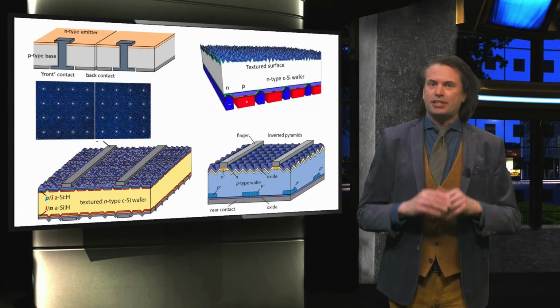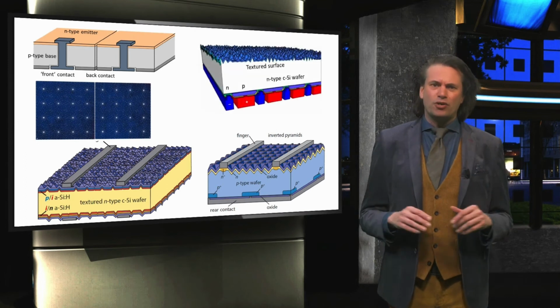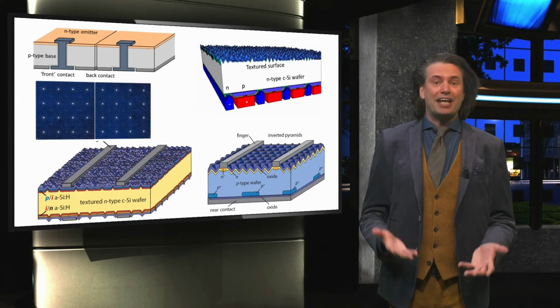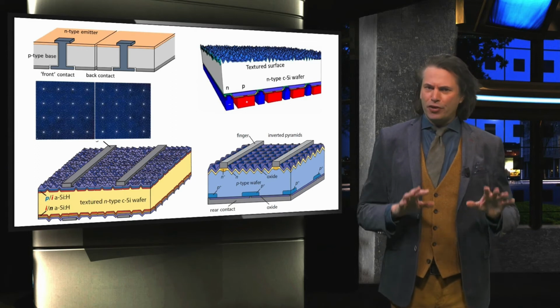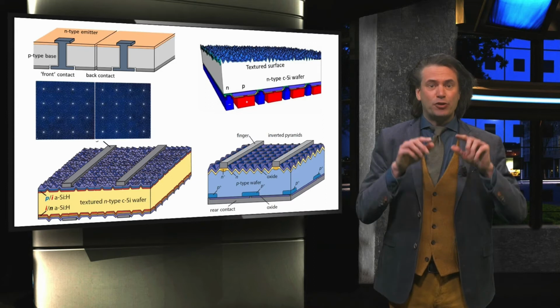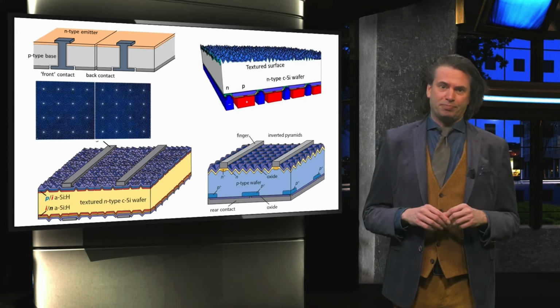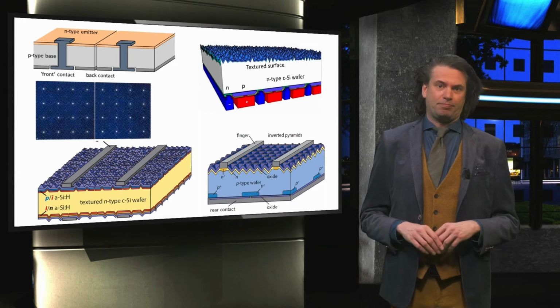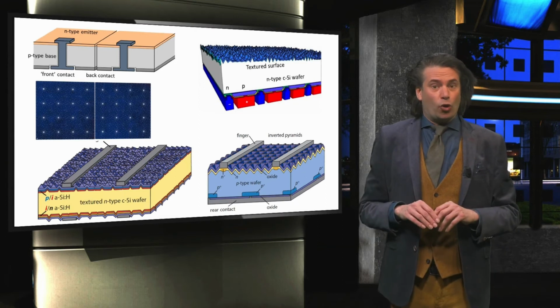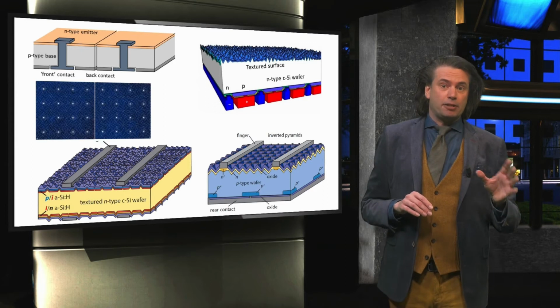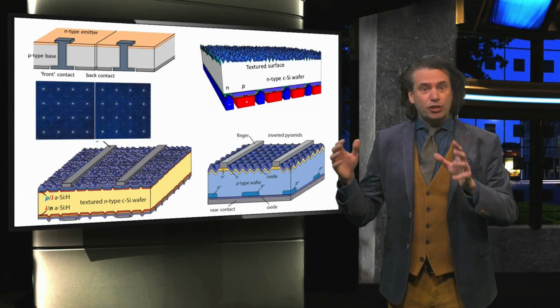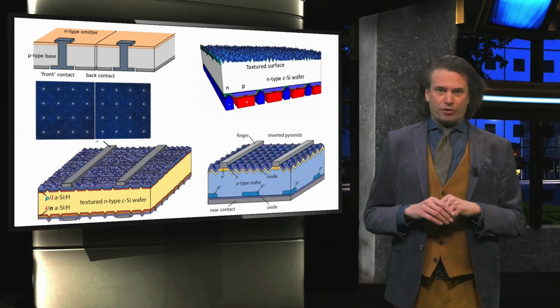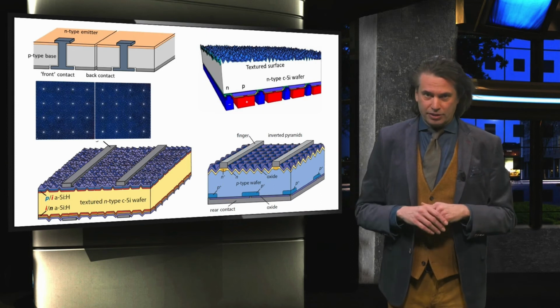The interdigitated back contacted design also places all the contacts at the back of the wafer and further increases light absorption by having no metallization at the front. In this design, all carriers are collected at the back. Finally, a combination of interdigitated back contact and the heterojunction yields the current record efficiency for a crystalline silicon cell.